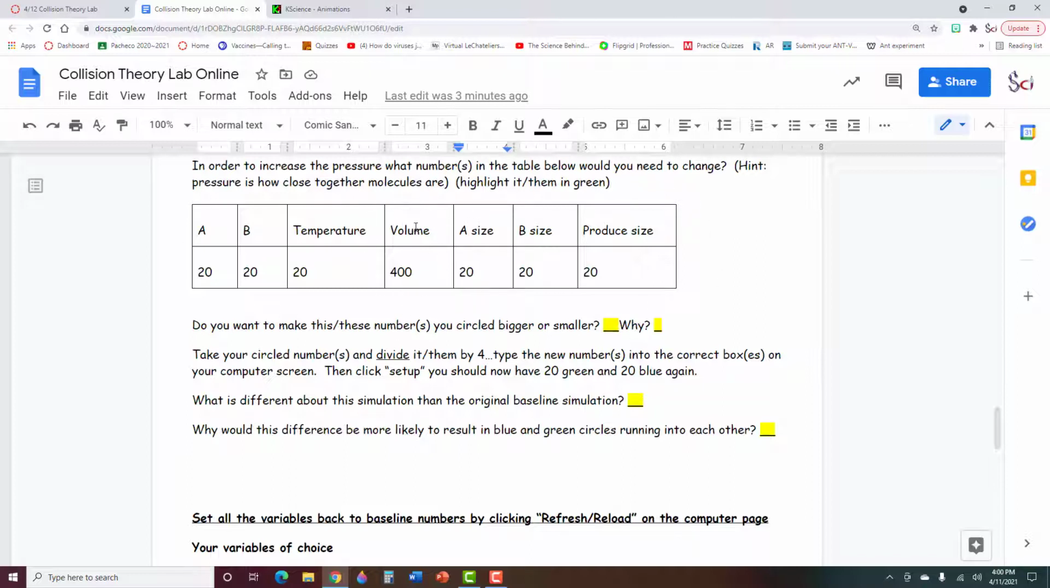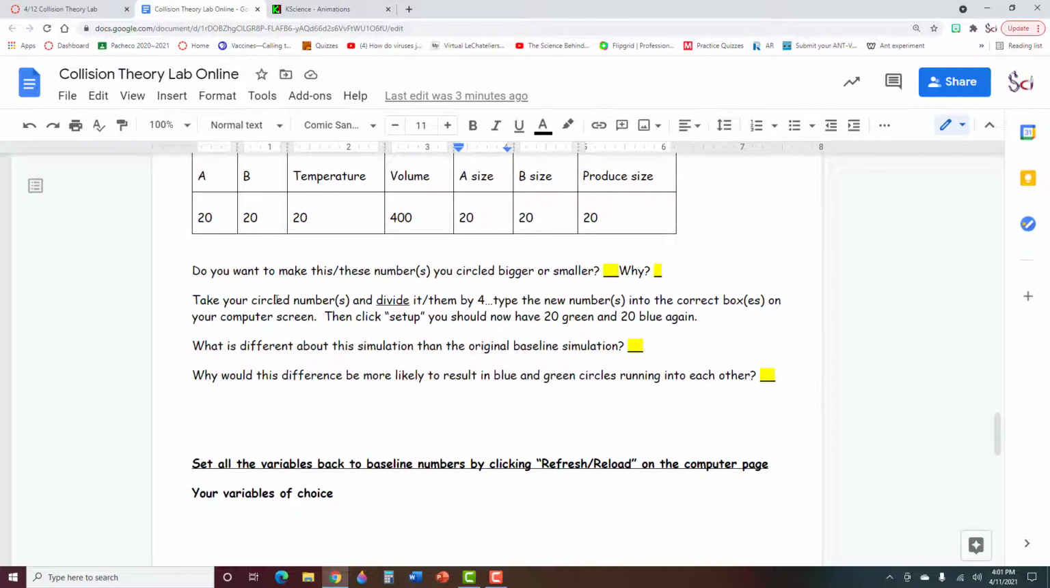If we change the volume, we change the pressure because volume pushes the molecules closer together. If we decrease the volume, we can increase the pressure. And so if we make the molecules hang out closer together, then they're more likely to collide with each other. So it says take your circled number and divide it by 4. So we're going to make this volume smaller.